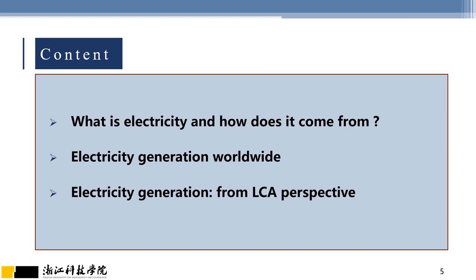Today we are going to talk about 3 topics. The first one is, what is electricity and where does it come from? The second one is electricity generation worldwide. Last but not least, we are going to talk about electricity generation from a life cycle assessment or life cycle thinking perspective.